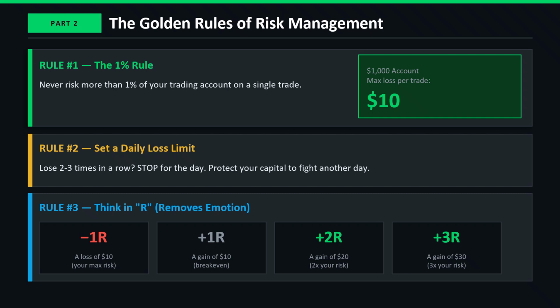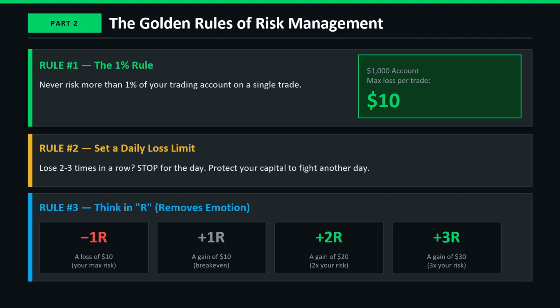Risk management is what separates professional traders from gamblers. Rule number 1, the 1% rule. This is non-negotiable. You will never, ever risk more than 1% of your total trading account on a single trade. What does that mean? If you have a $1,000 account, your maximum loss per trade is $10.